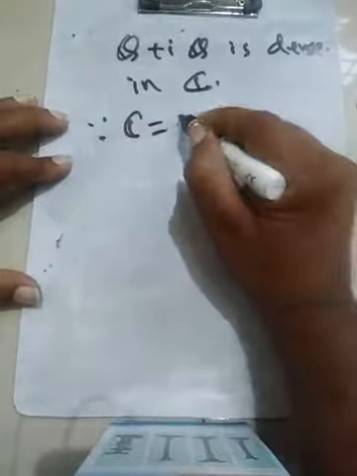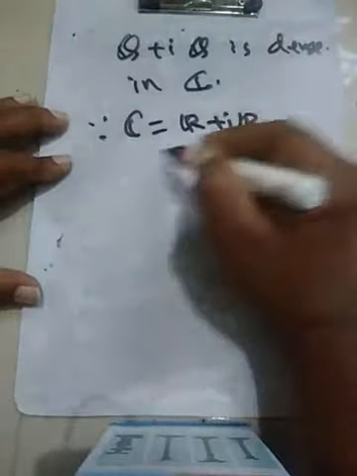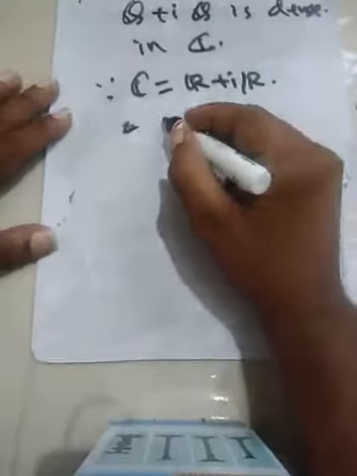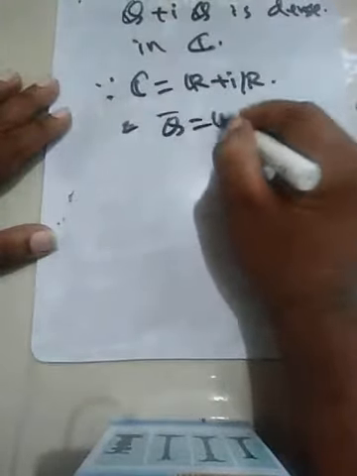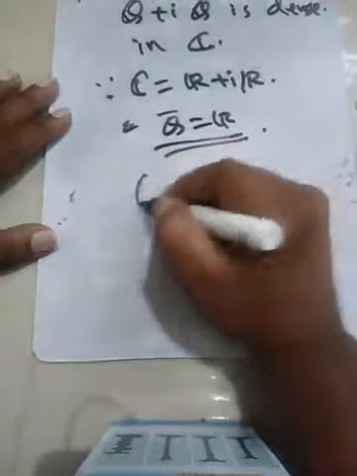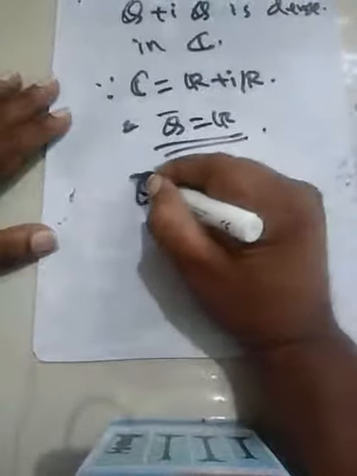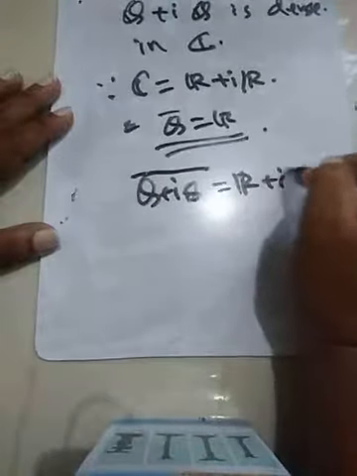The same proof works for complex scalar. So how do I get complex scalar? Q plus iQ is dense in C, since C is made up of R plus iR and Q bar is equal to R. So Q plus iQ whole bar is R plus iR. This is done.